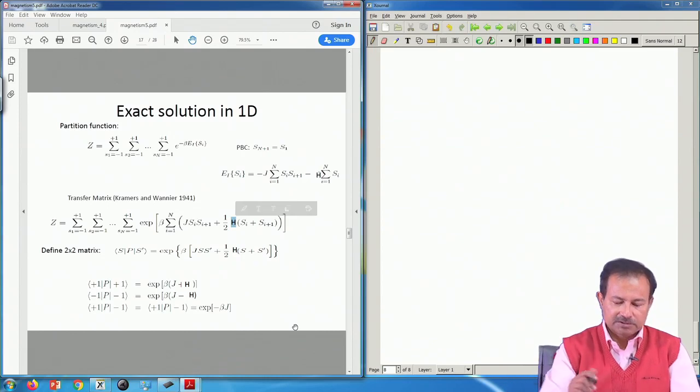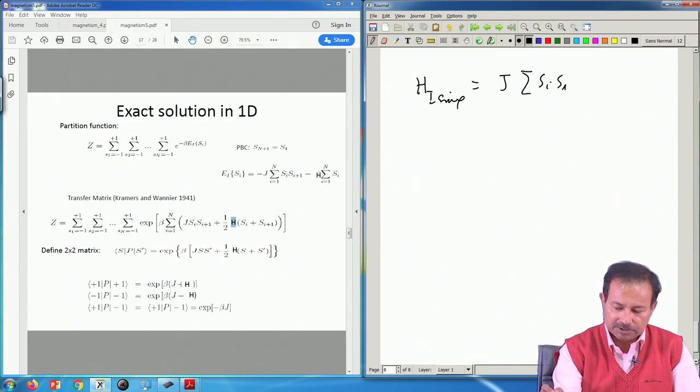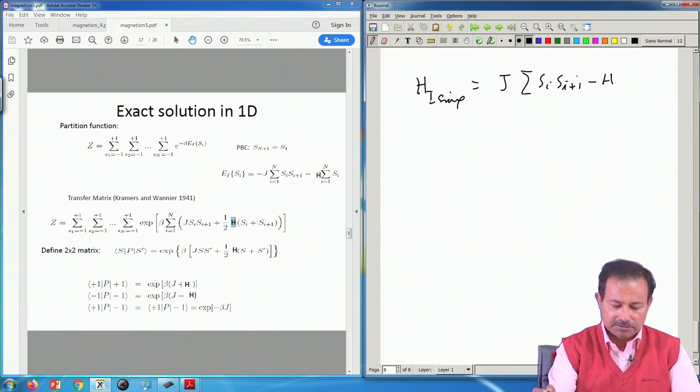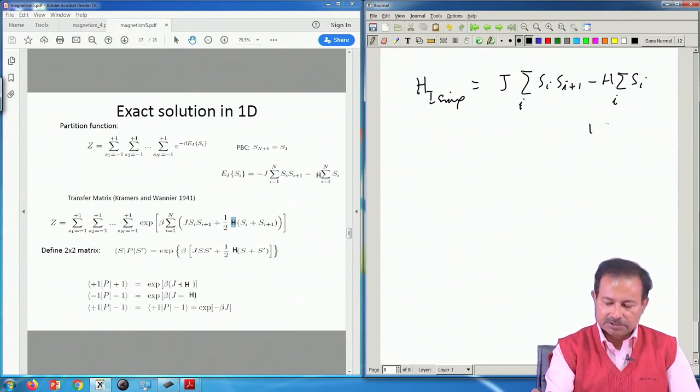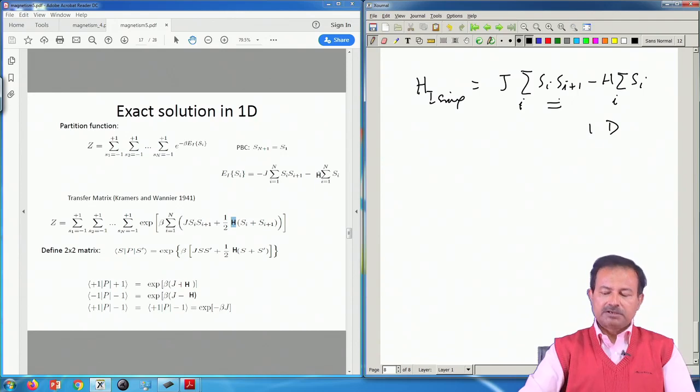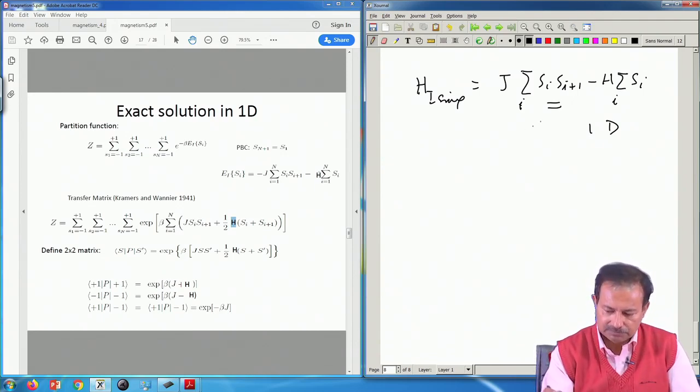So, the model is the Ising Hamiltonian: H = -J sum over i of s_i s_{i+1} - h sum over i of s_i. Since it is one dimensional, as I said, I can write it as s_i s_{i+1}, so no bond is now double counted. And this is the magnetic field.